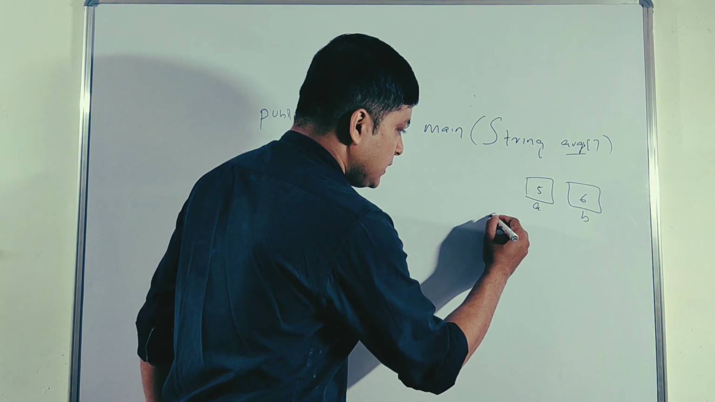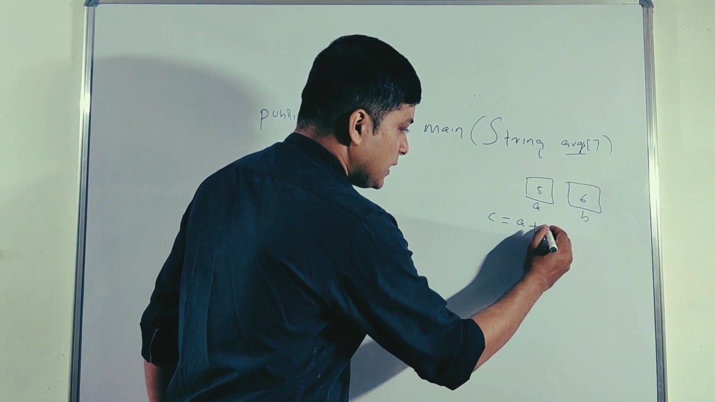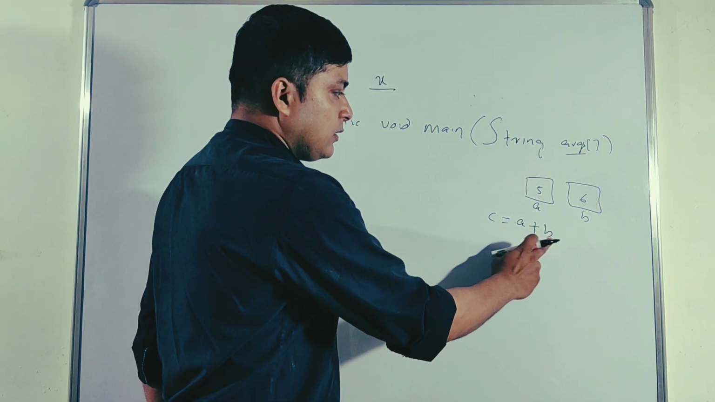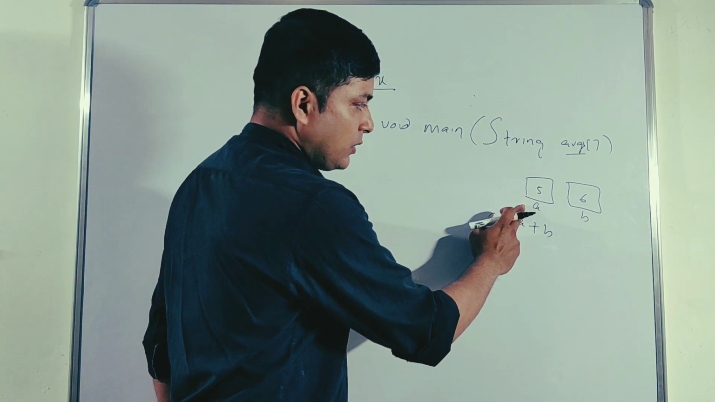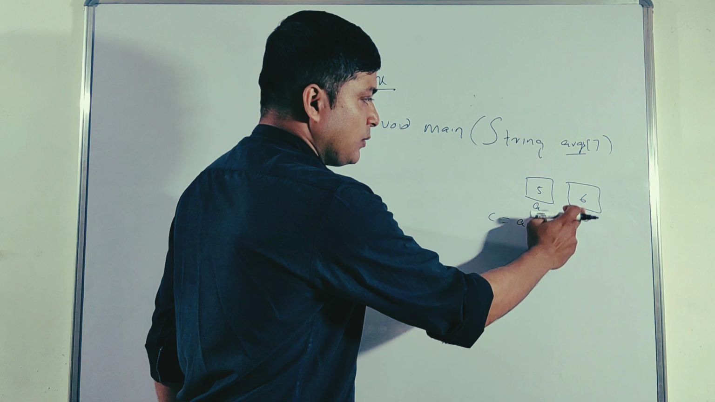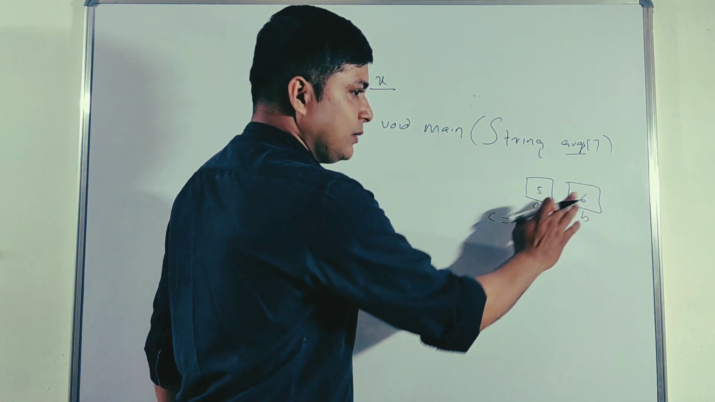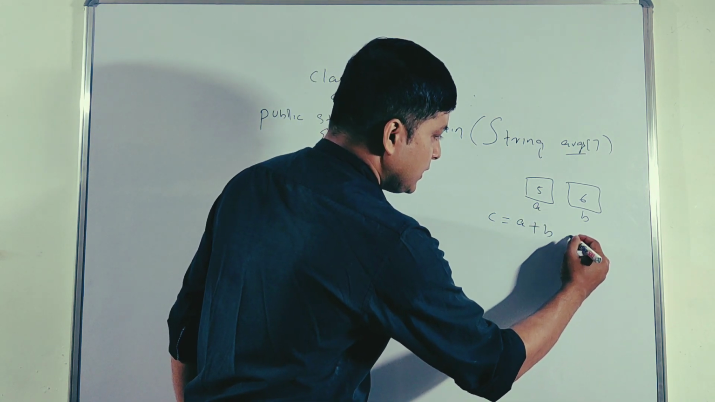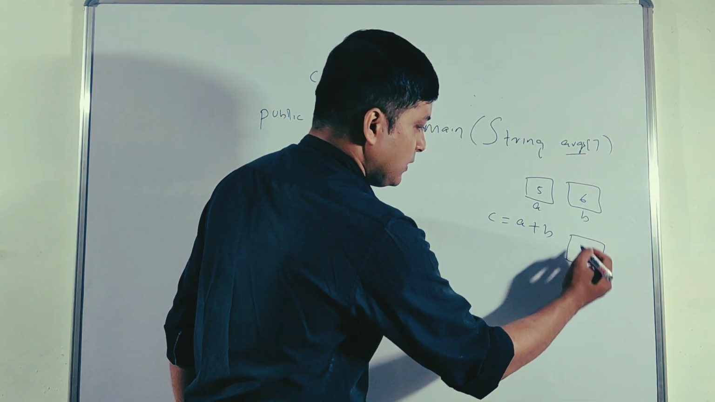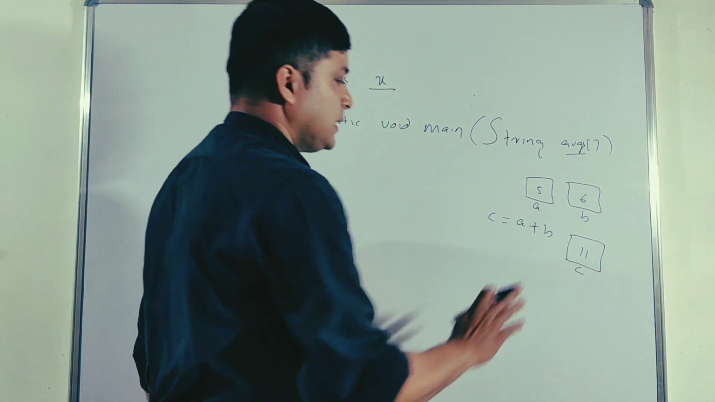The logic is c equal to a plus b, that means the value of a and the value of b will be added and stored in c. That means you have to take one memory location a equal to 5 and another memory location b equal to 6. Anything you can put, but I am taking 5 and 6. Then you have to add them and store in c. So c equal to 11. So the answer is 11.